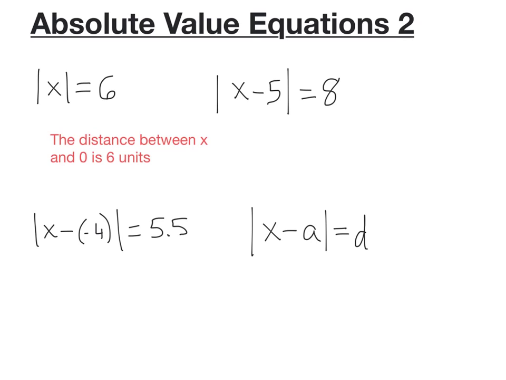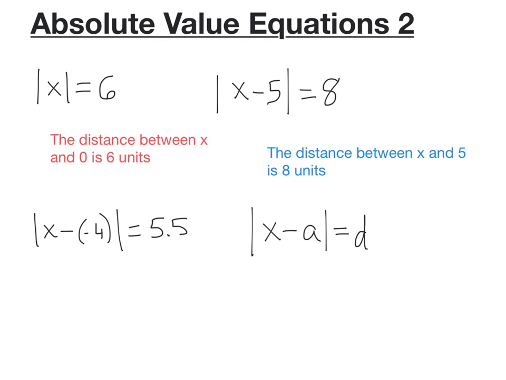In our second example, we have the absolute value of x minus 5 equals 8. This tells us that the distance between x and 5 on the number line is 8 units. X is 8 units away from 5. So what's 8 units away from 5? 13 is 8 units away from 5. If I put 13 into this equation, 13 minus 5 is 8. The absolute value of 8 is positive 8.